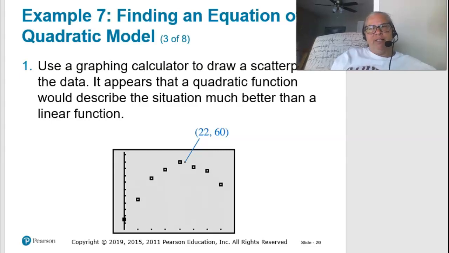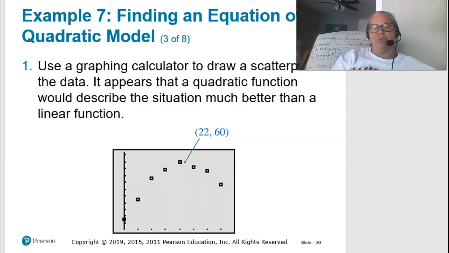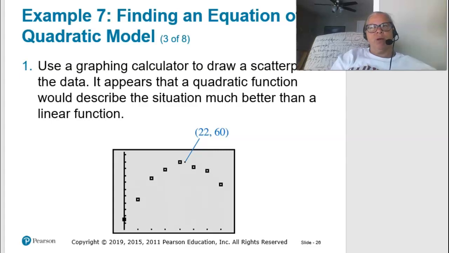So put this data table in your graphing calculator and do a scatter plot. You notice it does in fact look very much like a parabola. Now, we could use the graphing calculator to do a quadratic regression and get an equation. However, it will give you the equation in standard form, ax squared plus bx plus c. It will not give it to you in vertex form. So we're going to learn another way to find the vertex form.